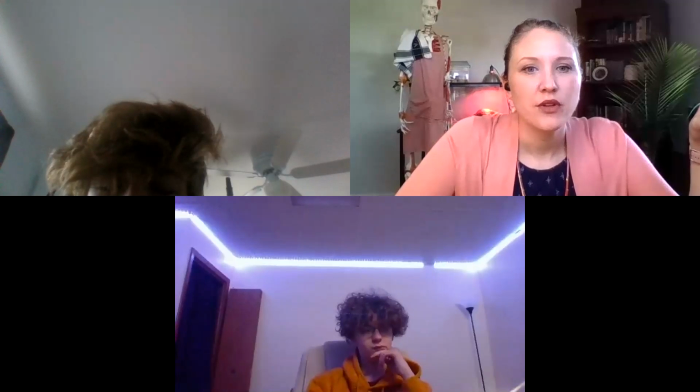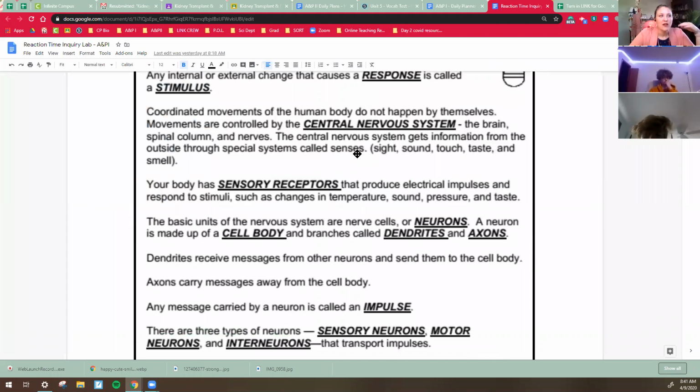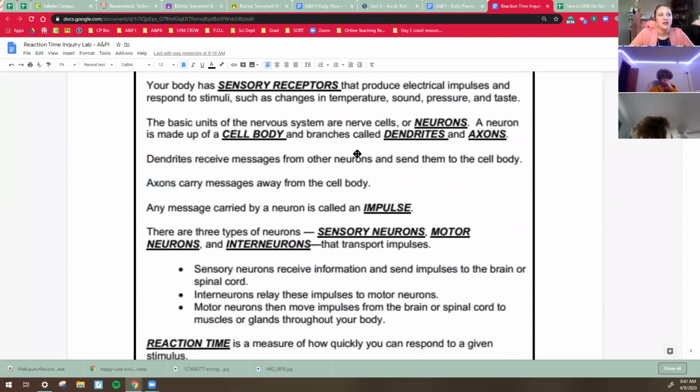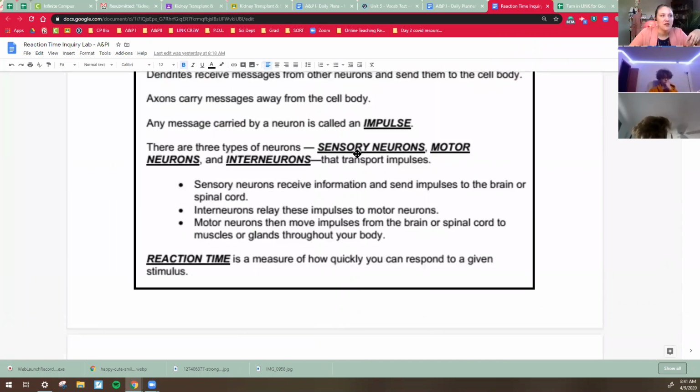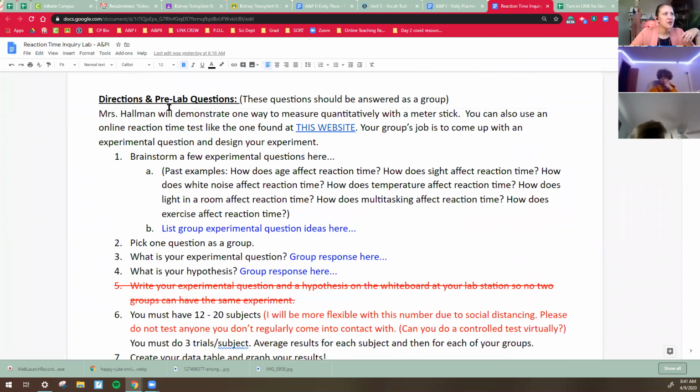Okay. So for this lab, I'm going to have you guys on your own read down through the background information that talks about the processing of the sensory, the incoming neurons, interneurons, and what reaction time is measured as. So this is what we went over yesterday. You're going to be working on one document with your entire group, and you will plan, pick a question, develop a hypothesis, and then you will test that hypothesis on the people that you live with. Obviously, we have to be a little creative because you're not in school right now.